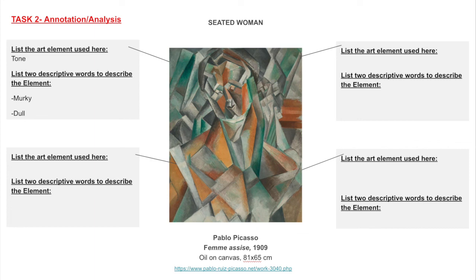So next we just list 2 words that describe how the art element tone appears in the artwork, and to me the tone appears murky and dull. So all you need to do is just complete the other 3 boxes on this page, and that is all for today.